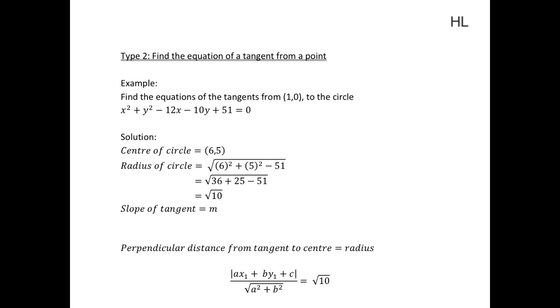The next example in tangents is to find the tangent equation from a point. So this time, instead of the point being on our circle, it's going to be a point outside the circle.